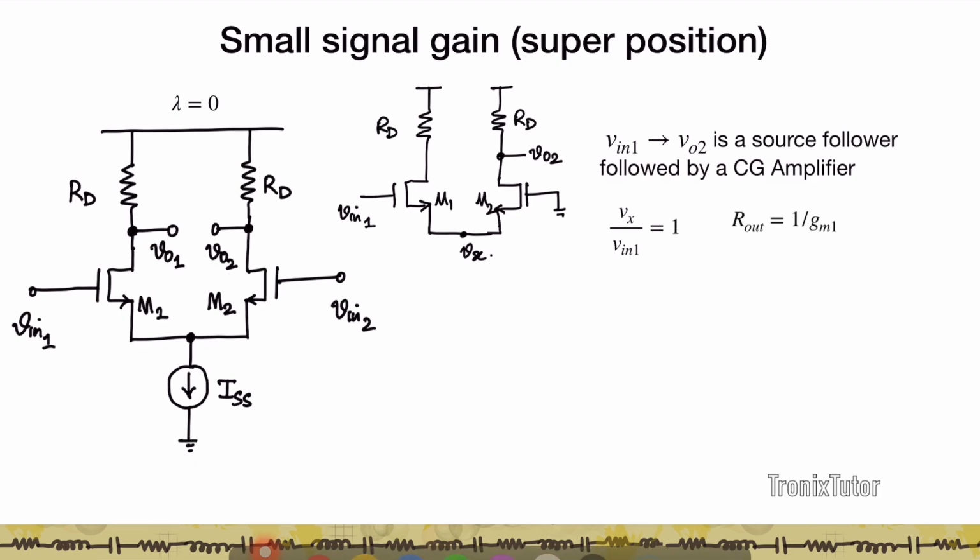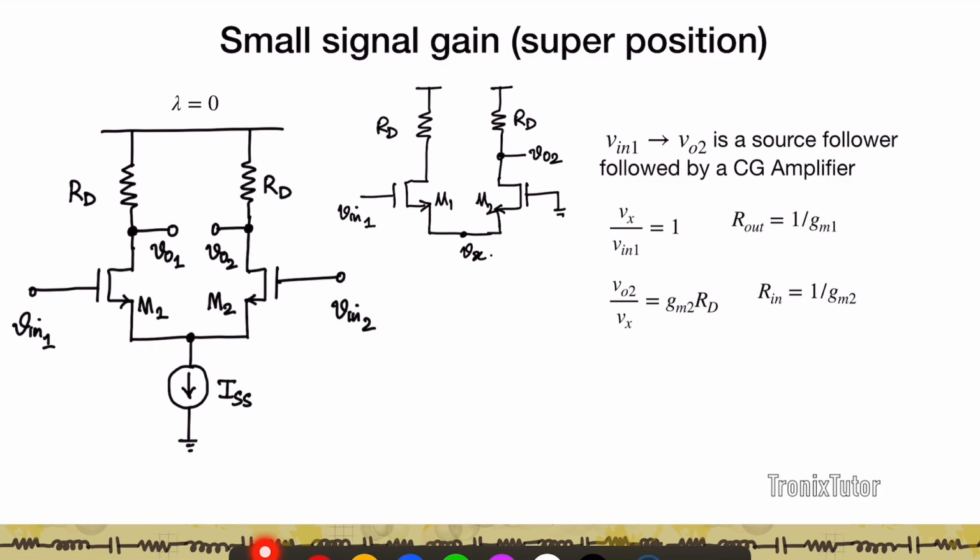And so I can talk about the gain again, because the lambdas of both M1 and M2 are 0. Vx/Vin1 for an ideal source follower has a gain of 1. Its Rout, however, is 1/gm1, looking into the source of M1. Similarly, the gain from Vx to VO2 is that of a common gate amplifier. There is no source resistance, and so I have VO2/Vx equal to gm2 RD. The Rin, however, is not infinity. It's a common gate amplifier, so the Rin is 1/gm2.